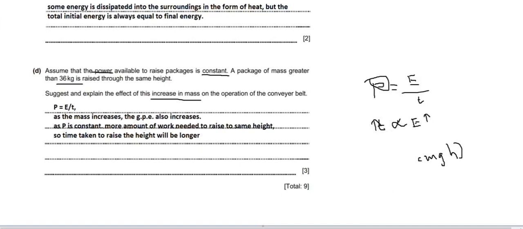So as the P is constant, more amount of work is needed to raise the height. More amount of work means more amount of energy. Okay, that is nothing but more amount of work. So energy is more, that means time taken will be again more, because time and energy are proportional to each other, because power is a constant. So this way you can write down the answer to get all the 3 marks. Okay. So now we are going to the next question.